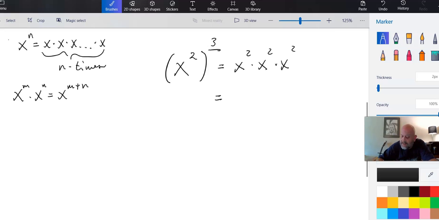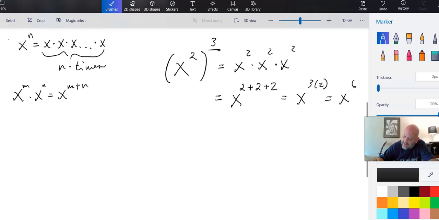But if you notice, if I follow the last rule I just learned, what I would do here is add these exponents together. So this would be x to the 2 plus 2 plus 2. Well, if I add 2 to itself 3 times, that's the same as 3 times 2.